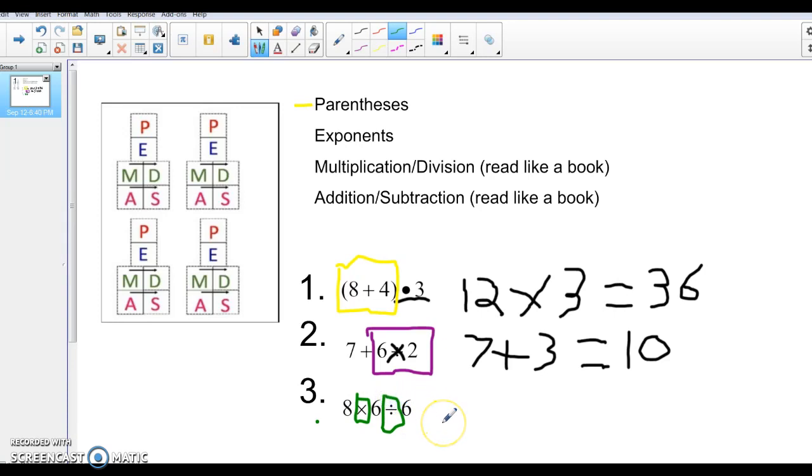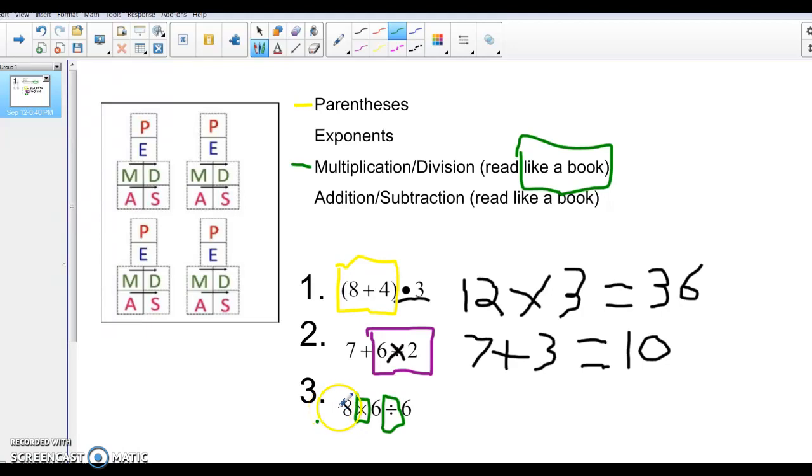A lot of people get tripped up and just guess at which one they have to do first. But if we go up here, and this is why I like the hopscotch, we see multiplication and division are equal, but we read them like a book. Think about most of the books you read, even some of the graphic novels I have, you're going to read it left to right. So whichever comes first. As we read this problem, 8 times 6 divided by 6, we see that the multiplication symbol comes first.